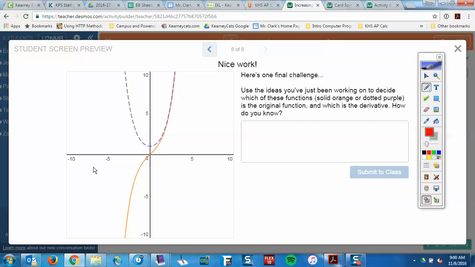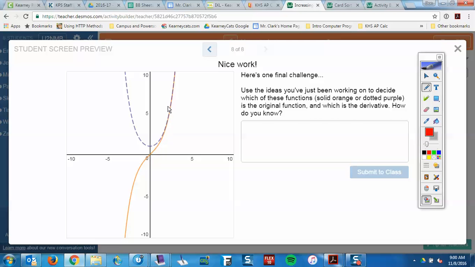Thought the purple was F? Well, let's look at it. When the purple graph is going down, what should F prime be? Negative, below the x-axis. It is. And then when this graph is going up, the F prime, the orange, should be positive. It seems to be. But now Jesse says switch that around. What if the orange was the F graph?